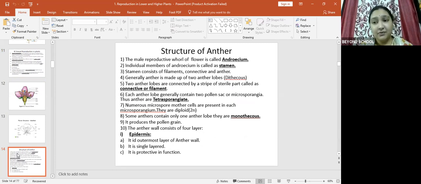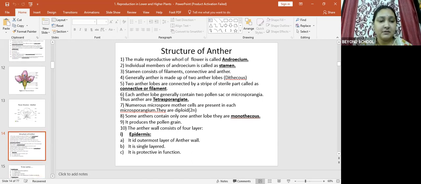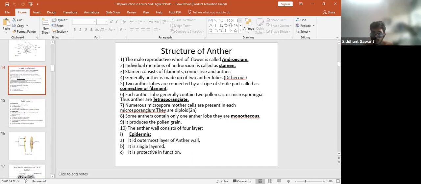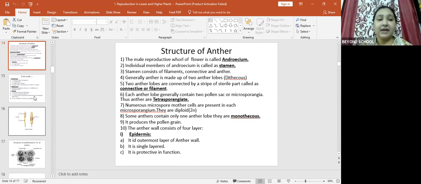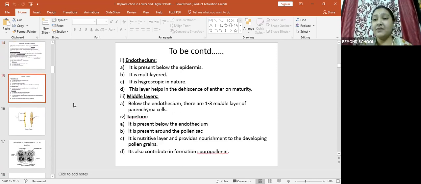We studied the four layers of the anther, that is, the epidermis, isn't it? Which is the next layer after the epidermis? Endothelium. Yes, then the middle layers and then the tapetum. Yes, very good. And we saw how these layers function and do their work, isn't it?